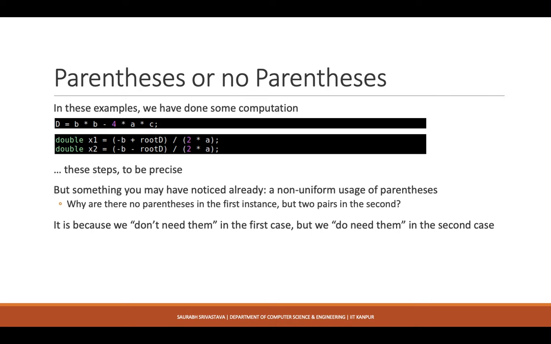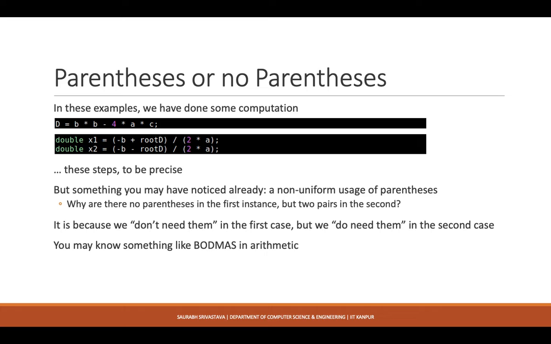The idea is that in the first example, I actually don't need them. You can still put parentheses there, it's not a problem. You can put, for example, b square, b into b, in a parenthesis, and similarly 4ac, 4a and c, inside another parenthesis. But as I said, it is not really required. In the second case, it is actually required. If I remove these parentheses, the interpretation of this particular line would actually change.